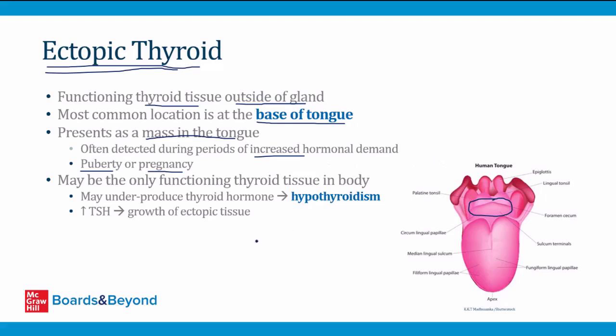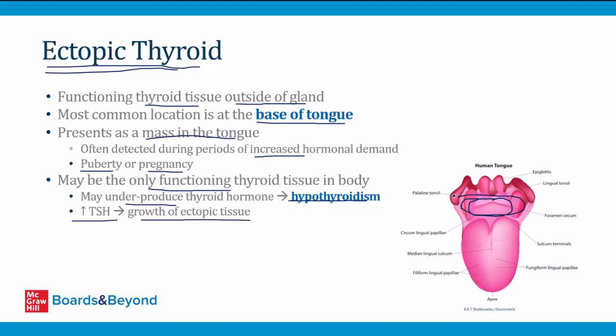In some cases, the ectopic thyroid tissue in the tongue is the only functioning thyroid tissue in the body. When this happens, that amount of tissue is usually too small to produce enough thyroid hormone for the whole body, so it will underproduce thyroid hormone, and basically the person becomes hypothyroid. They don't have enough thyroid hormone in their body. This causes the pituitary gland to release more TSH, which stimulates growth of the ectopic tissue and just makes the mass bigger and bigger and bigger.